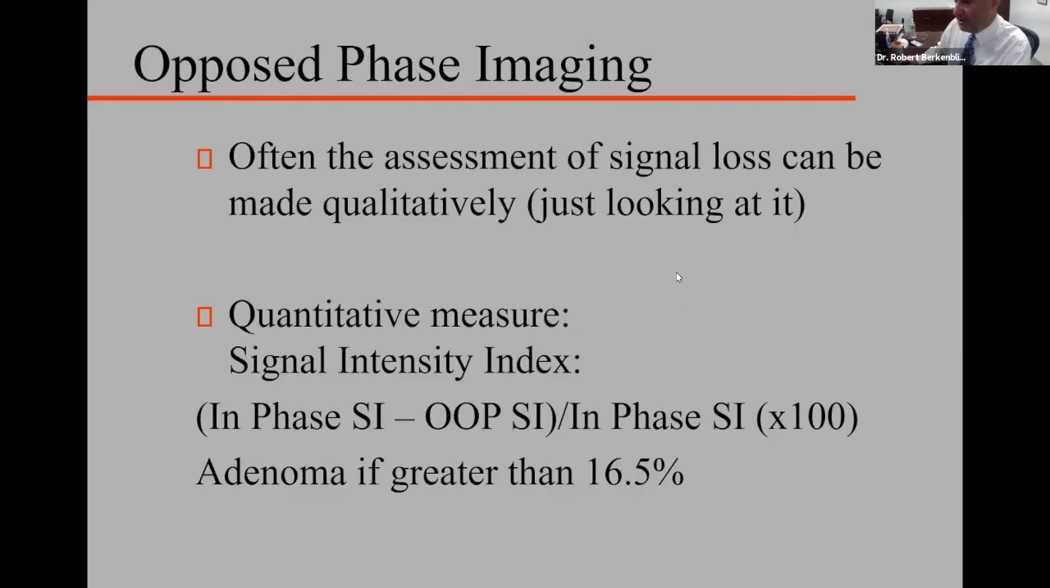Often the assessment of signal loss can be made qualitatively, just looking at the lesion. As you saw in those couple of cases I just showed you, the signal loss was quite apparent just looking at it. But you can do a quantitative measure calculating the signal intensity index. And if that index, as you see the equation here, is greater than 16.5%, you're dealing with an adenoma.